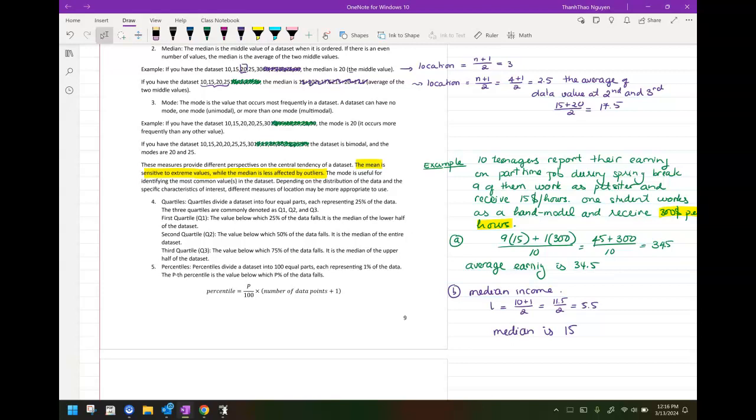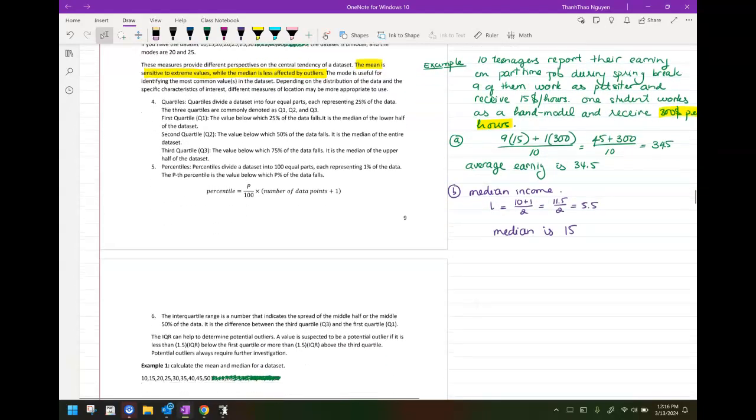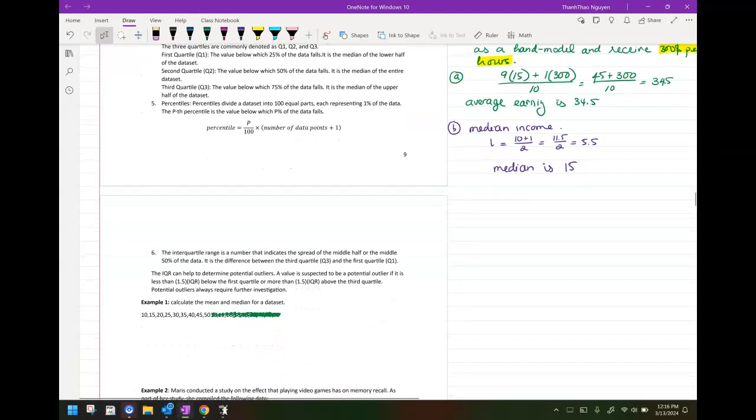Now to calculate a percentile, the percentile divides the data set into 100 equal parts, each representing 1% of the data. The pth percentile is the value below which p% of the data fall. The percentile location equals p divided by 100 multiplied by the number of data points plus 1. We will work more on that in a little bit.